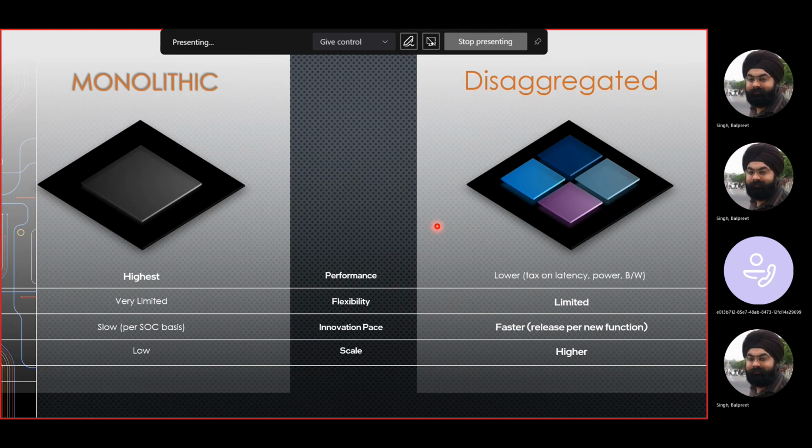In the technology world or the business world, nowhere do you get a free lunch. There is some cost attached to everything. Now, if you see this monolithic versus disaggregated, monolithic by nature, if you can integrate everything in a single SoC on the same floor, you get the best performance in most cases. So when you try to disaggregate it, you do compromise a little bit.